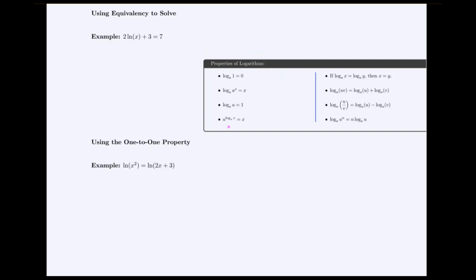I have 2 being multiplied by natural log of x that I then add 3 to, and the result of all of this is equal to 7. And we want to solve for what x value when you say natural log of that x value times 2 plus 3 would give you 7. Now we know our goal is to get the x by itself, but before we can do that, we're going to have to eventually deal with the logarithm.